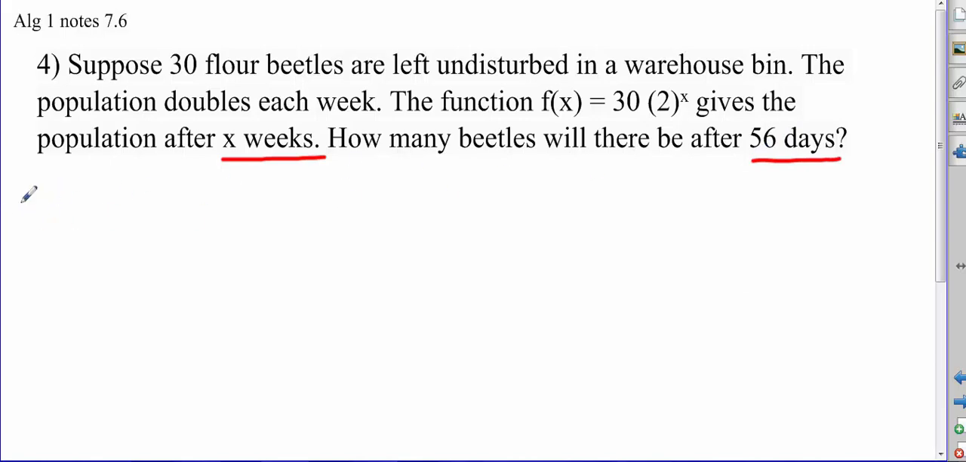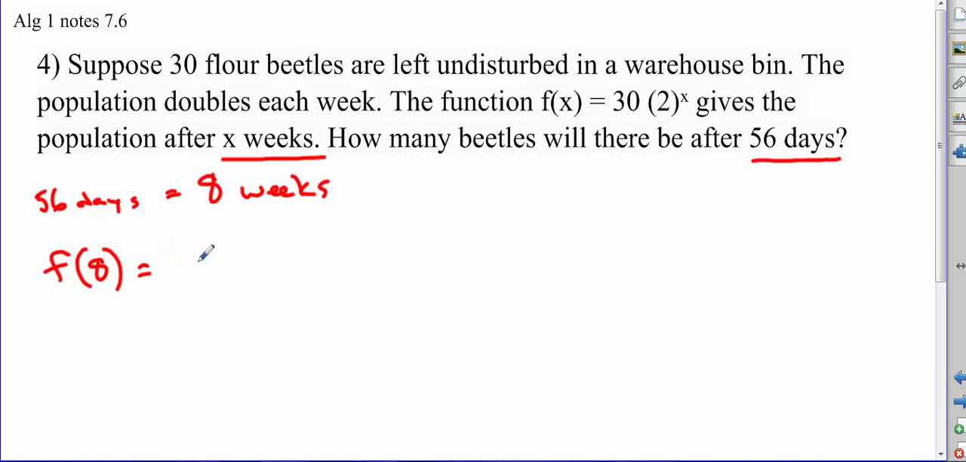The reason I underline those two things is because you have to consider 56 days is equal to exactly 8 weeks. Make sure you don't plug in 56, your number, or you would be treating it as if it were 56 weeks. So what we're doing is f of 8, that means after 8 weeks, what's this function going to be? In this case, the function represents the population. And so f of x equals 30 times 2 to the 8th power.